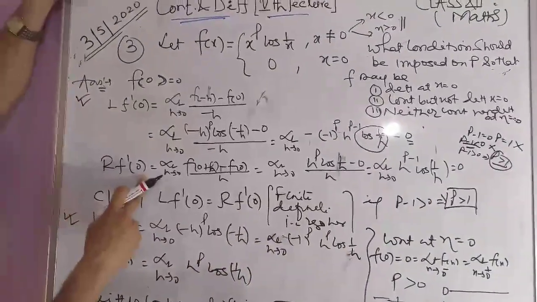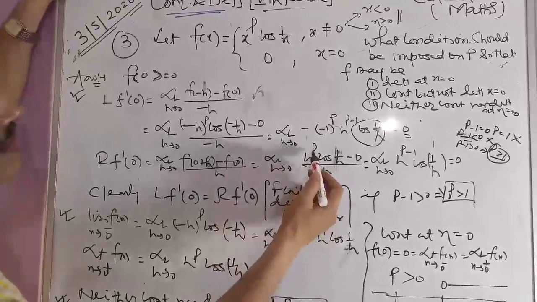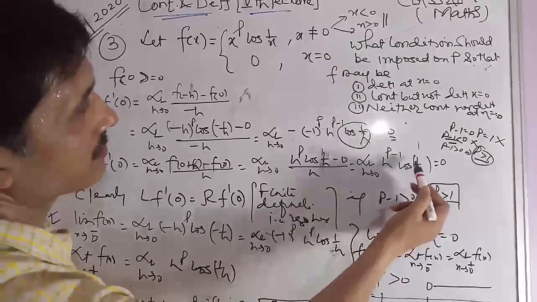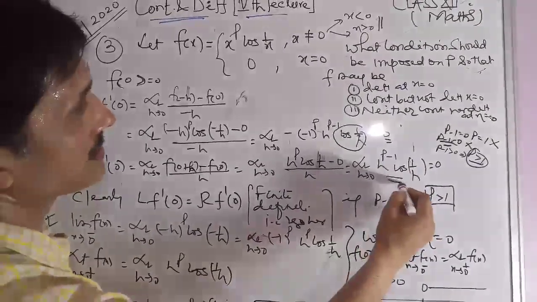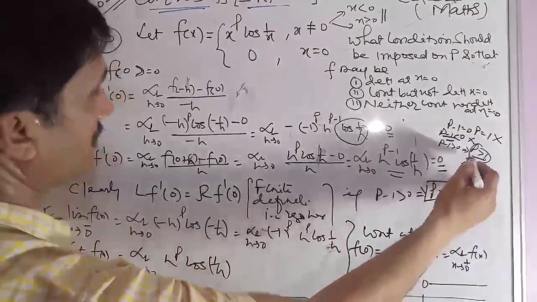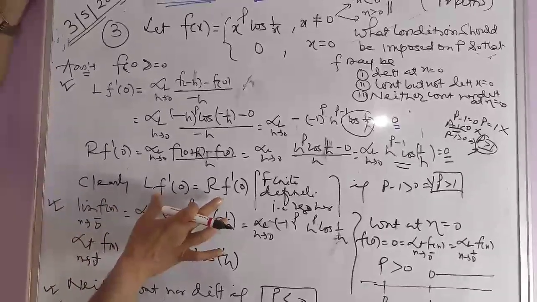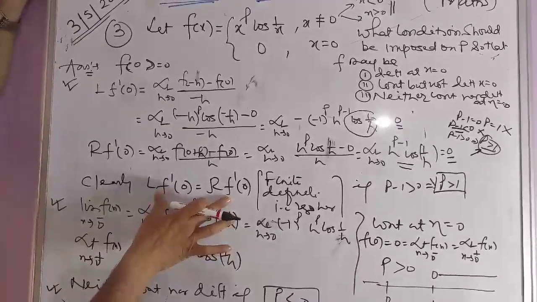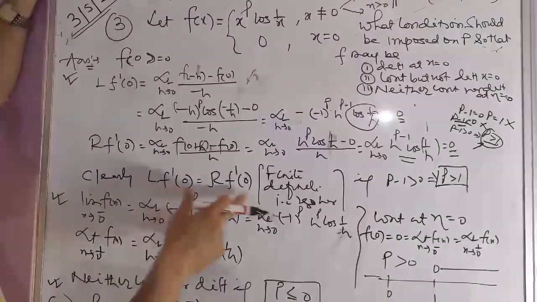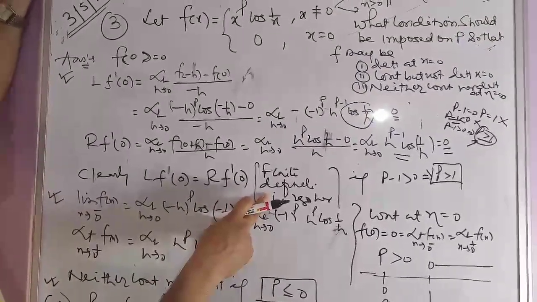Next, the right hand derivative at 0: limit h tends to 0 of (h^p cos(1/h) − 0)/h, which is h^(p−1) cos(1/h). Again by the same reasoning, this will give answer 0 for p greater than 1. Clearly, the function is differentiable: left hand derivative and right hand derivative are both equal and finite, 0, which is possible only if p greater than 1.